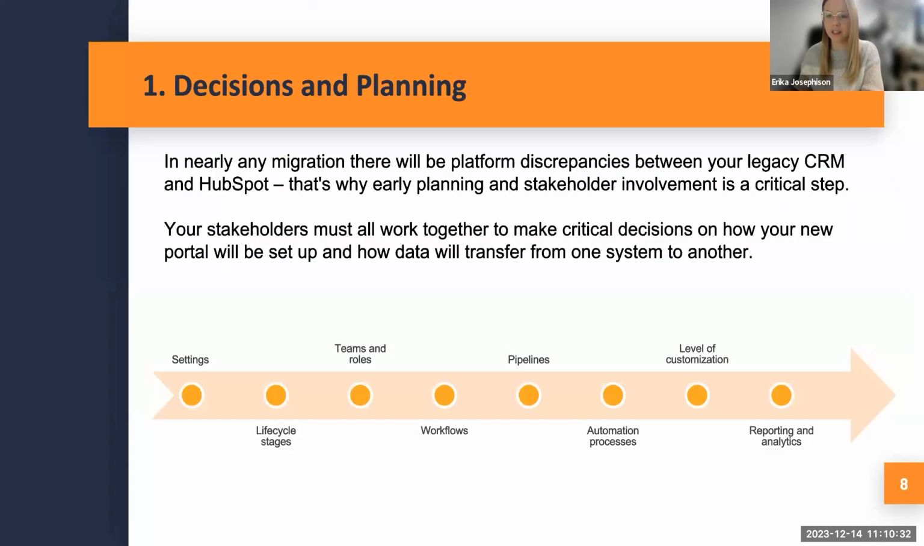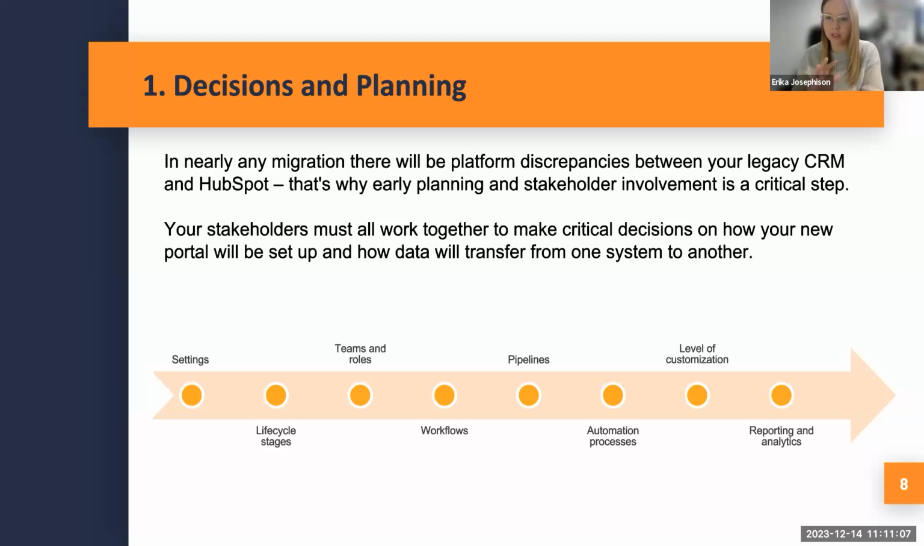So the first step is actually planning and decisions, and you would be surprised at how many companies just want to skip over this step and say, well, we know how our process works, so let's just move our stuff. But I spoke before about system discrepancies, and it's important to make sure that when you are planning your migration, you have planned the differences between your legacy CRM and HubSpot. Early planning and early stakeholder involvement is critical.